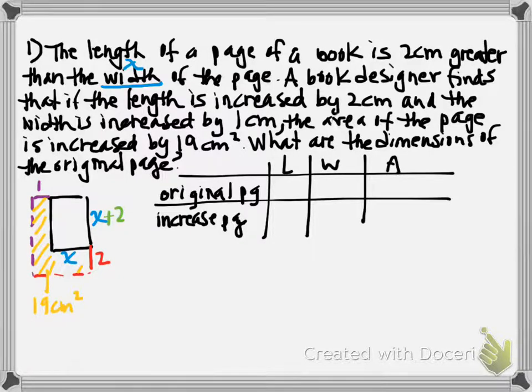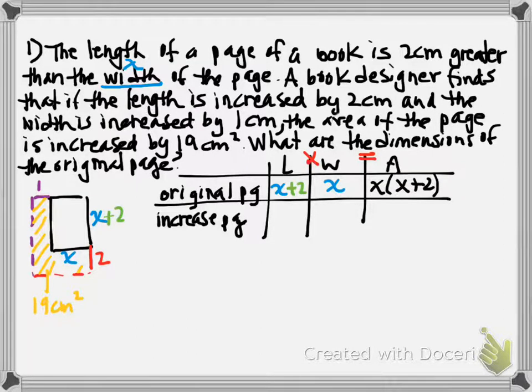And remember what we're going to do mathematically. We're going to multiply the length times the width. The product is what we're going to write into the A column. And it's the A column we're going to use to do our stuff. So the original page had a width of x and a length of x plus 2. So the area that we're going to be using is their product, x times the quantity x plus 2.